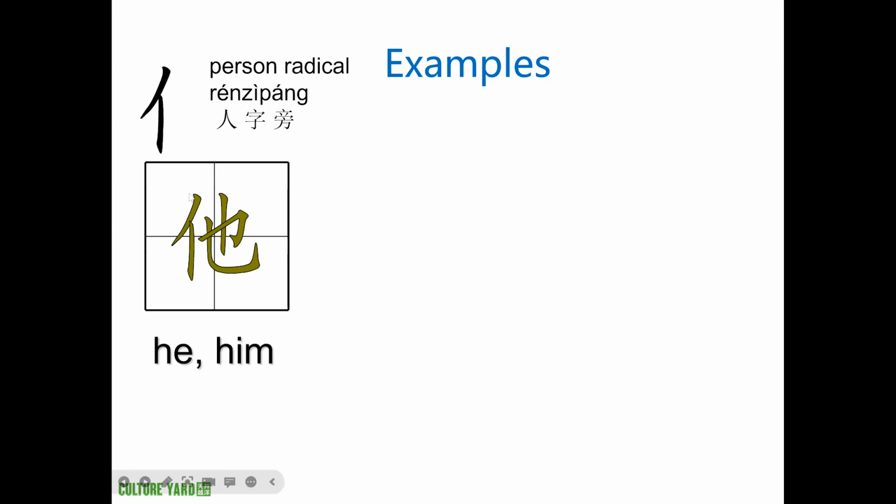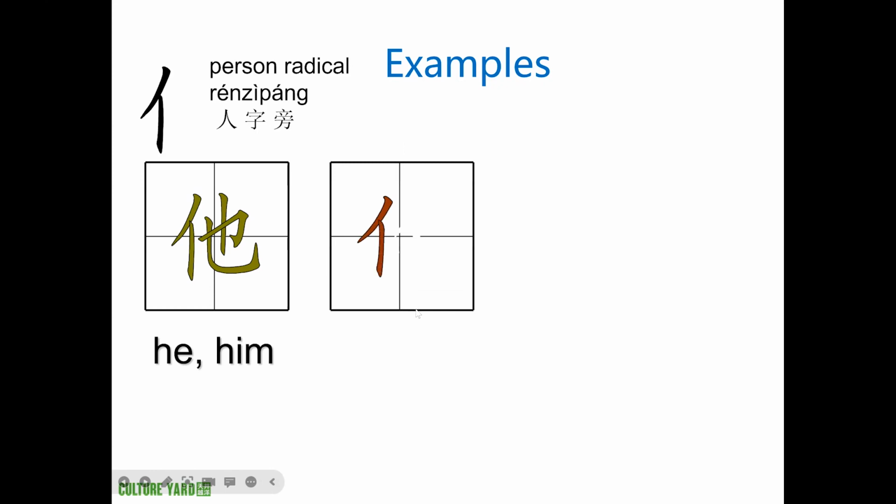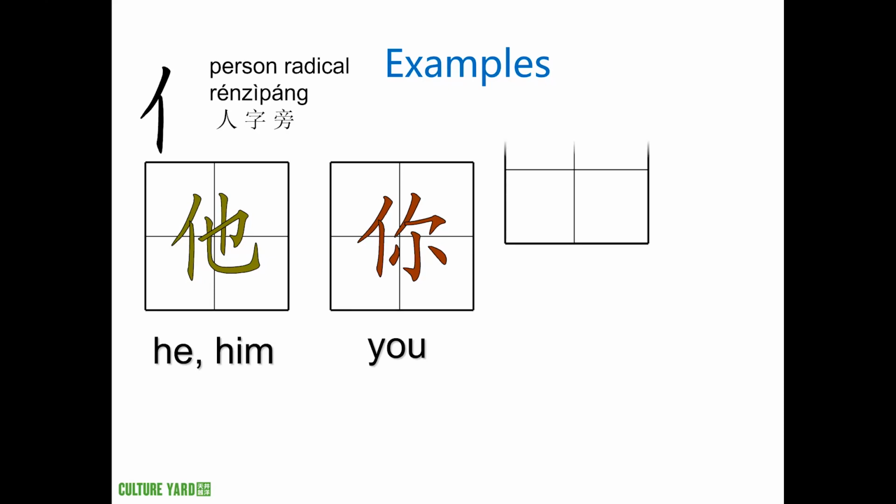This is a person, so person radical. What's this? 你. Great, 你, also a person.